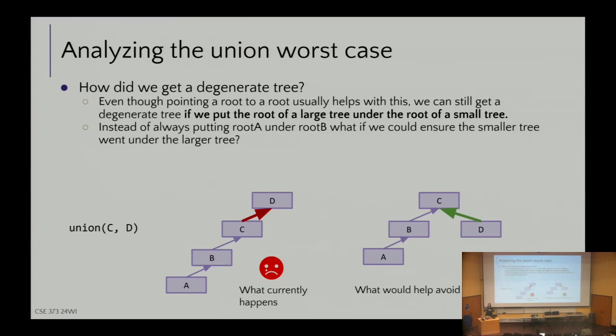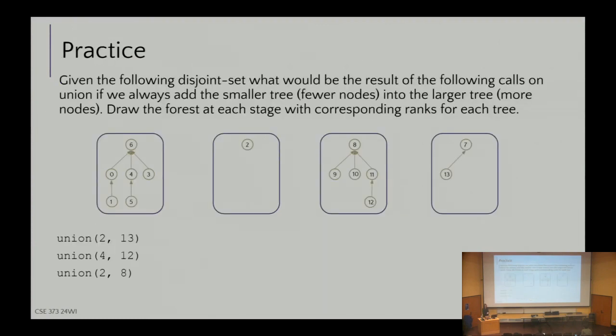One of the optimizations we're going to do is what we are going to call weighted union. That's just a fancy way of saying, take the smallest tree and stick it into the biggest tree, because that way, the bigger tree can probably just absorb the smaller tree without its height growing. What does that mean? So, why don't you take a few minutes and practice?